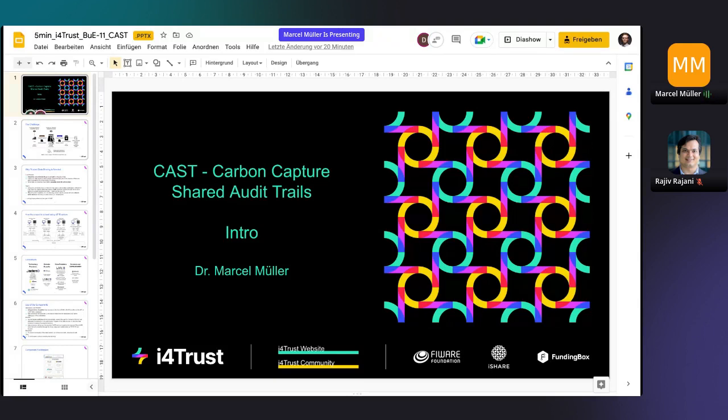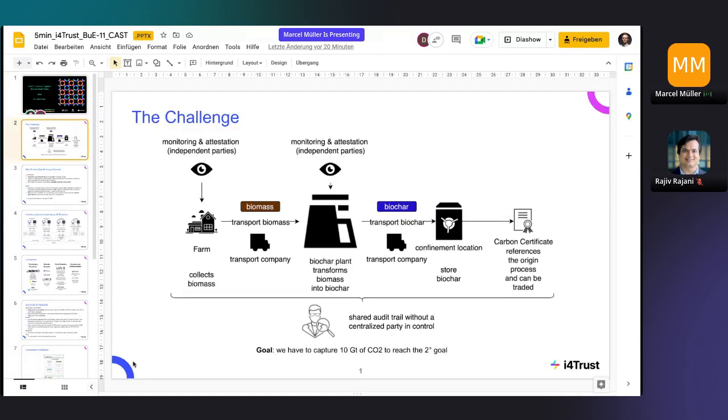So hello, everybody. We are from Carbon Capture Shared Audit Trails, or short CAST. And the process that we are looking into in our I4Trust project is carbon capture, and specifically carbon capture with pyrolysis. So how carbon capture works in our process basically is we are taking some sort of biomass that is currently having some carbon inside.